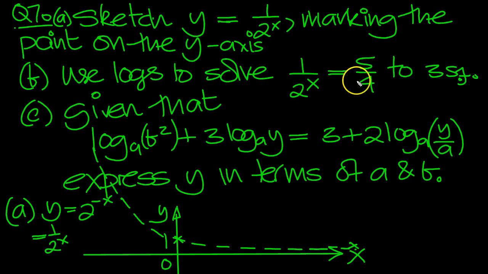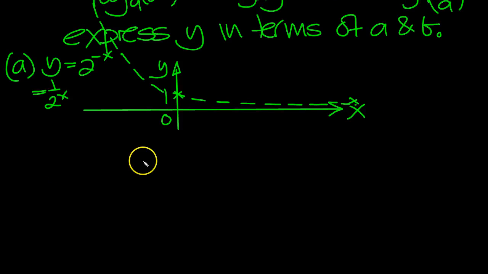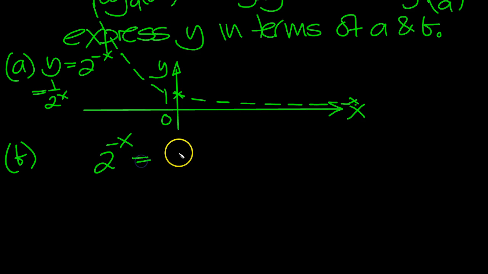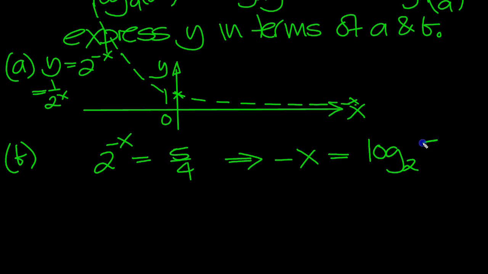Use logs to solve this. 1 over 2 to the power x equals 5 over 4. So part B. Okay, so 2 to the minus x is equal to 5 over 4. And that tells us, use logarithms. This is an index, so the 2 comes down to be the base number. The minus x just drops down to ground level. And the 2 swings underneath, and we get the base number log 2 of the number 5 over 4. So that's the equivalent logarithm.